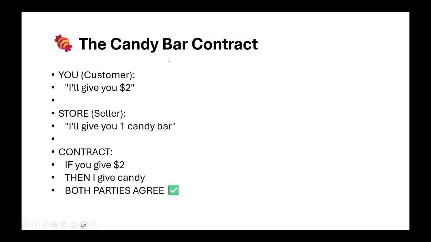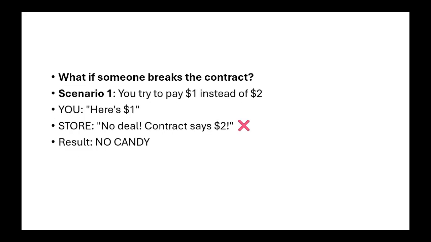So let us see this example. In the context of candy bar contract, you as a customer will pay $2 to the seller, and the seller in return gives you one candy bar. So the contract here is, if you give him $2, then he will give you candy and both parties are satisfied here. But what if someone breaks the contract? You try to pay $1 instead of $2. So the owner says this is no deal because the contract says $2. As a result, you won't get a candy.